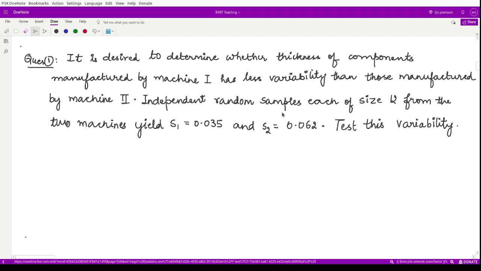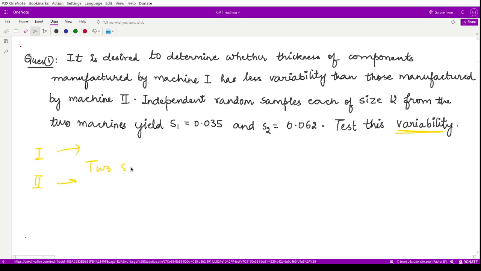Independent random samples, each of size 12, from two machines yield the standard deviation in the first case as 0.035 and in the second case as 0.062. So we need to test this variability. So for machine 1 and for machine 2, the two samples are available.